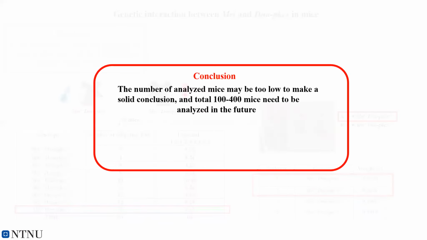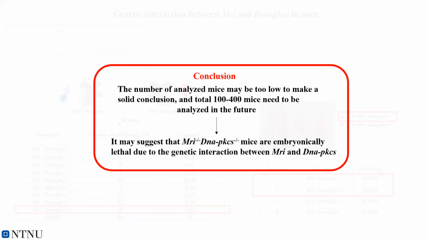So in conclusion, the number of analyzed mice may be too low to make a solid conclusion, and a total of 100 to 400 mice need to be analyzed in the future, but it may suggest that MRI DNA-PKcs deficient mice are embryonically lethal due to the genetic interaction between MRI and DNA-PKcs genes.